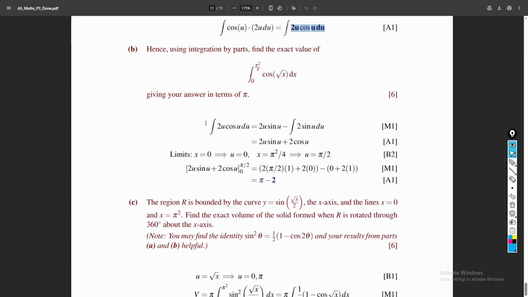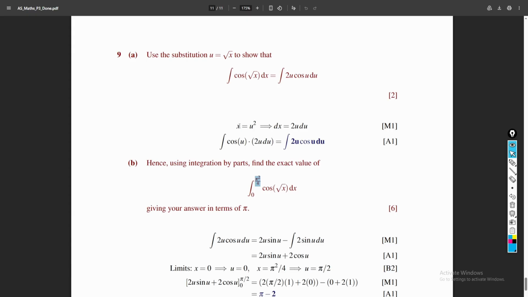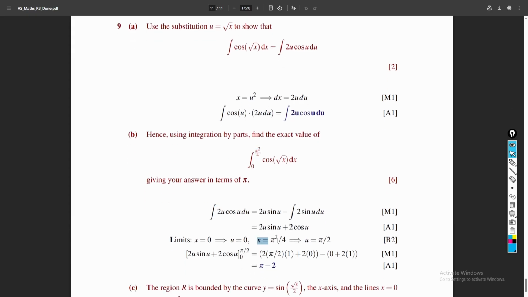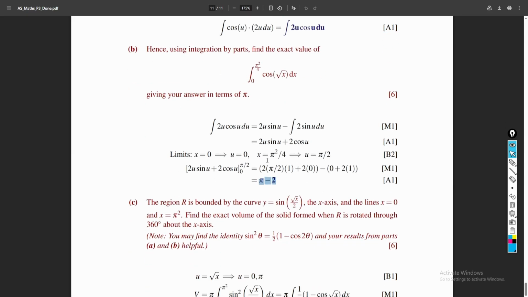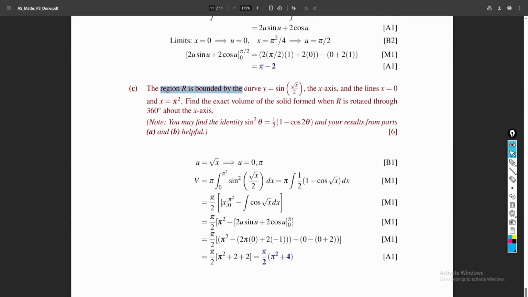Over here we use this version and then integration by parts. Using the integration by parts formula we get this, and when we integrate this we get cos u. Then we use the limits. The limits are x equals 0 means u equals 0, and using the previous formula we just showed, if x equals this, then we take root x to get u. So these are our limits. We place the limits now: it goes from 0 to pi by 2, and when we calculate this we get the pi minus 2 part.